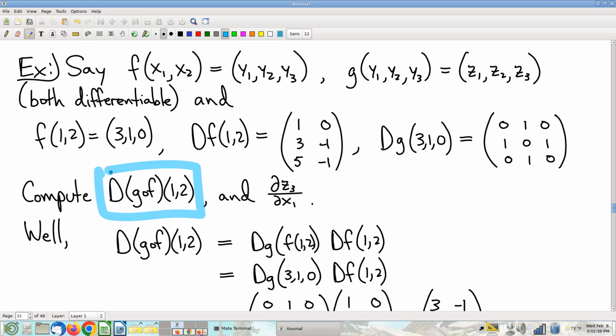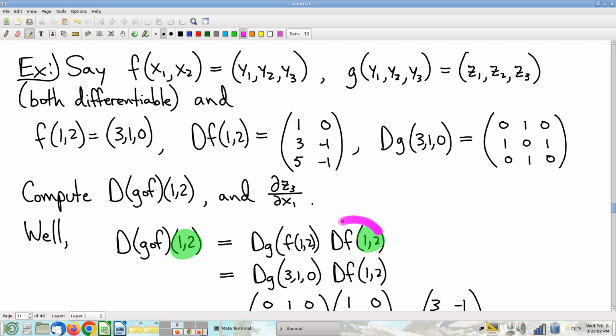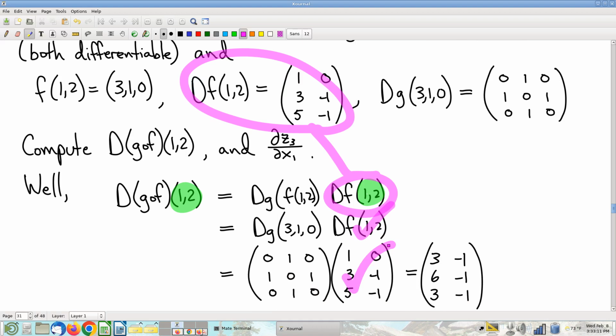Okay, well, here's the chain rule from the previous page applied to the situation at hand. The derivative of g compose f is dg times df, evaluated appropriately, of course. Now notice I want the composition evaluated at 1, 2, so I better have df evaluated at 1, 2, and good news, I am given df evaluated at 1, 2. So that is just this right here.